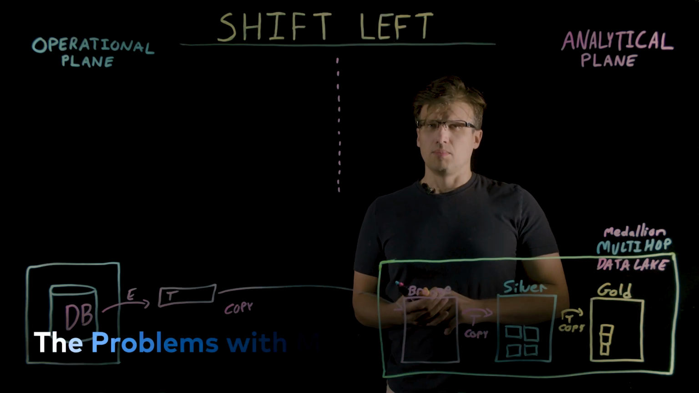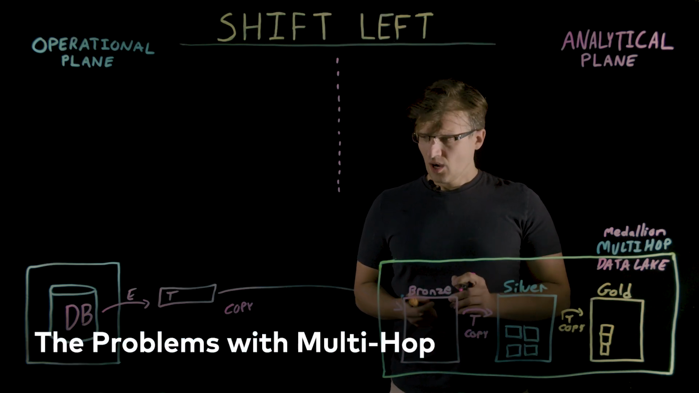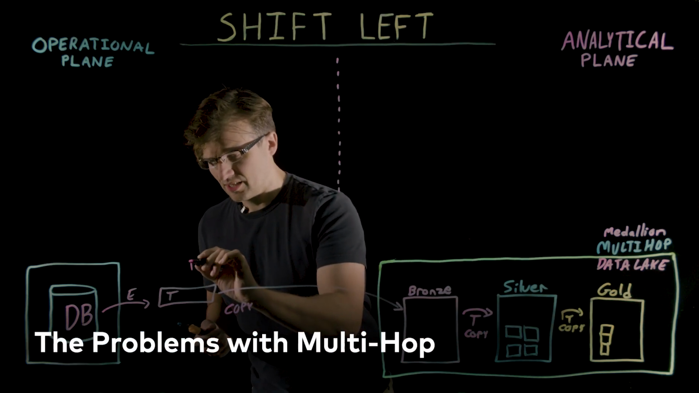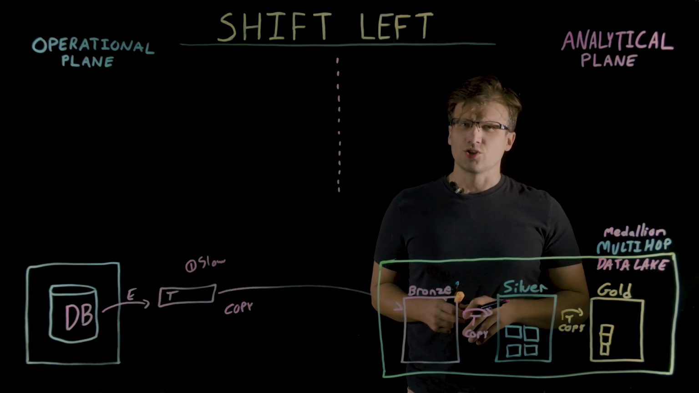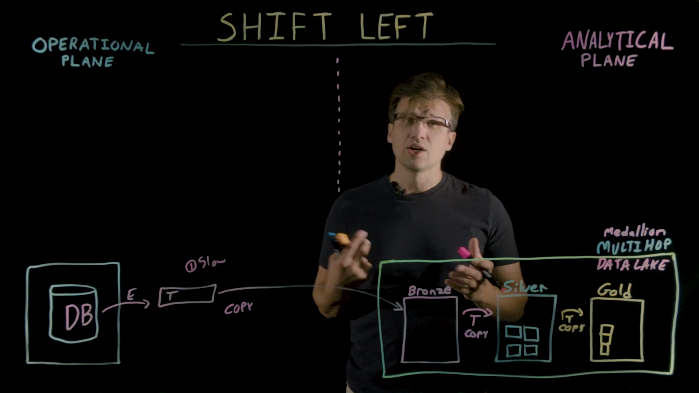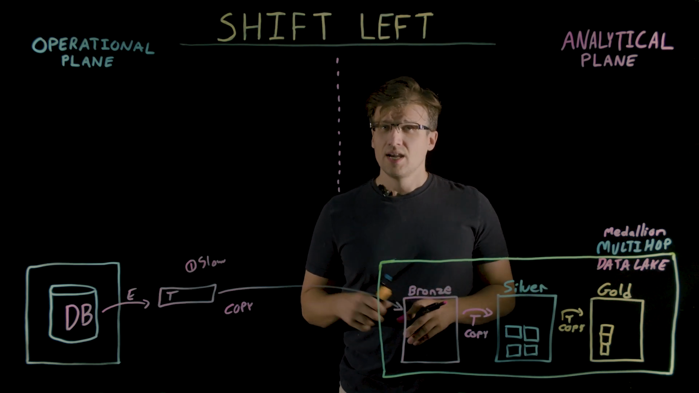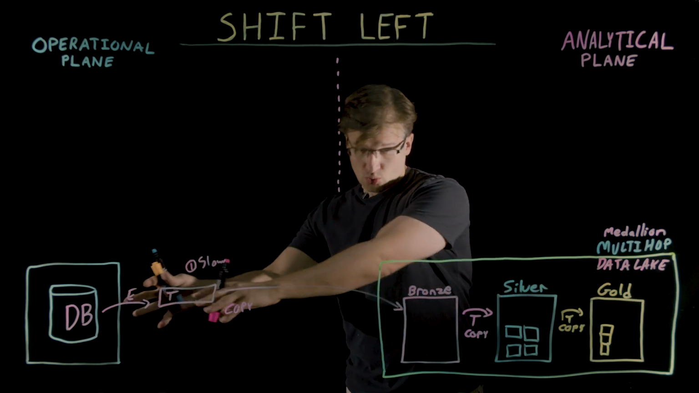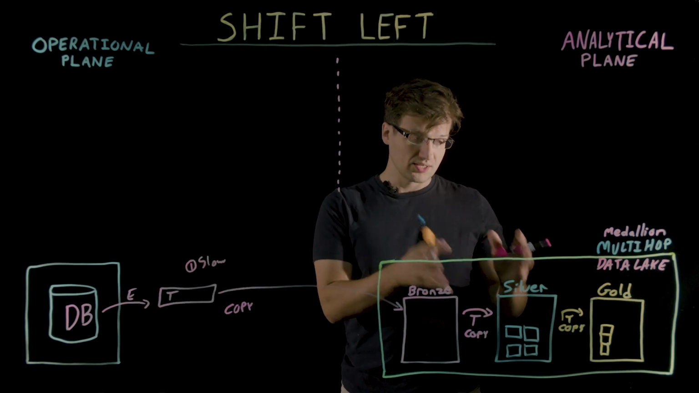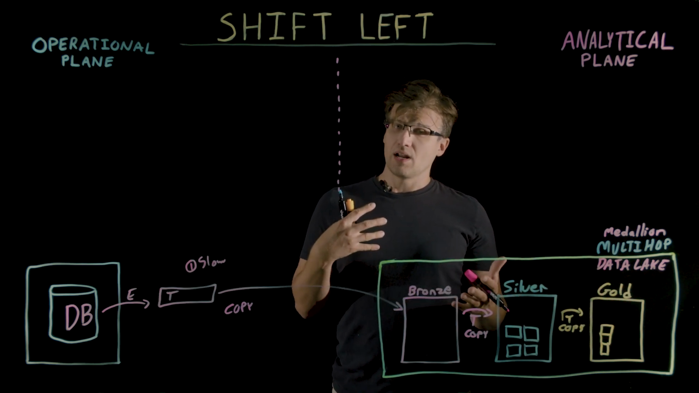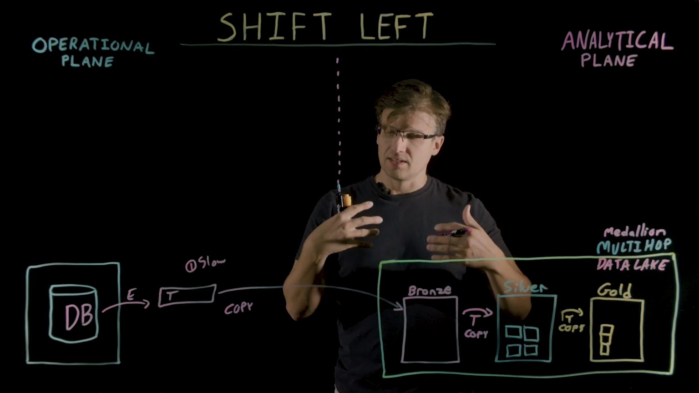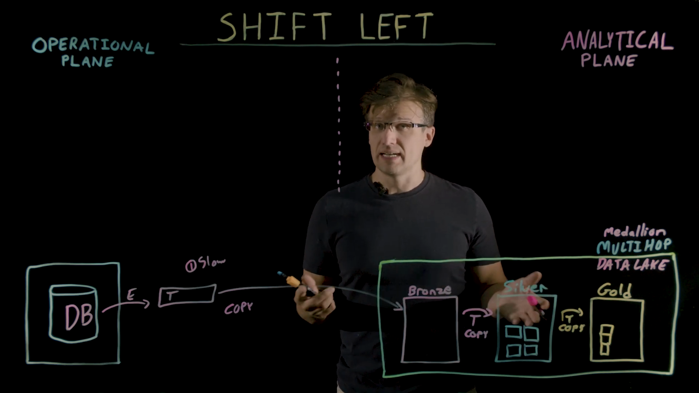So what are the problems with this architecture? Well, the first is that it's slow. Multi-hop architectures are most commonly implemented with periodically triggered batch processes. So data needs to get from the source into the bronze before it can go from bronze to silver and silver to gold. But each of these is typically run at a defined interval, say every 15 minutes.